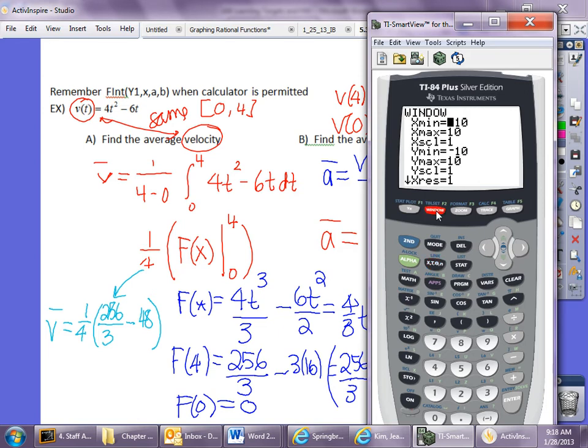The window of the x's were 0 to 4. And then in terms of the y values, I'm going to look at the table to see what 0 to 4 gives me. So start at 0, go by ones. Let's see what we get. So the smallest value I see is -2. The highest value I see is 40. So just to be safe, let's do -10 to 50. Let's see what that brings us.